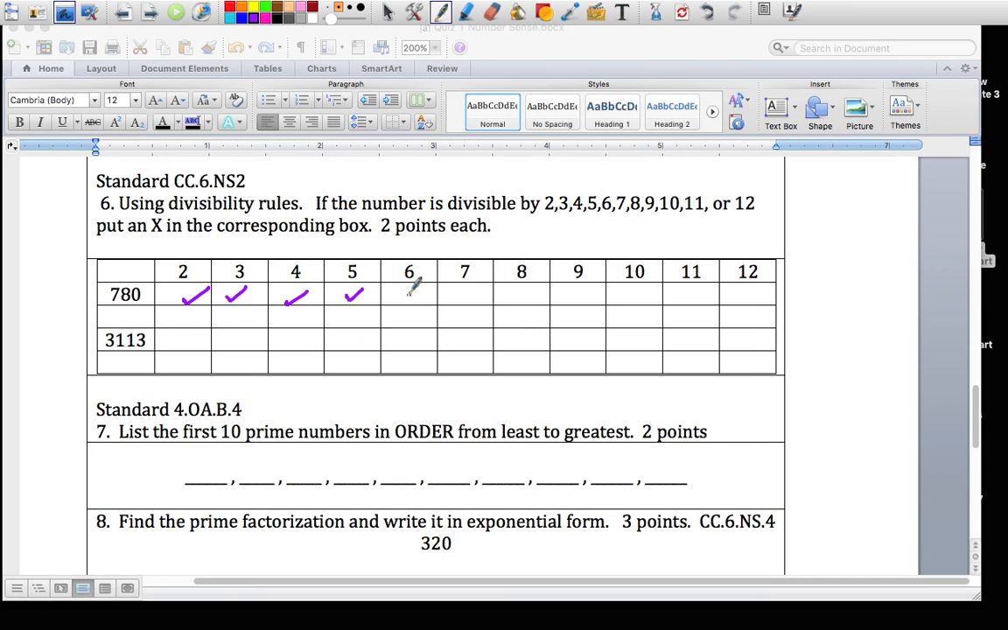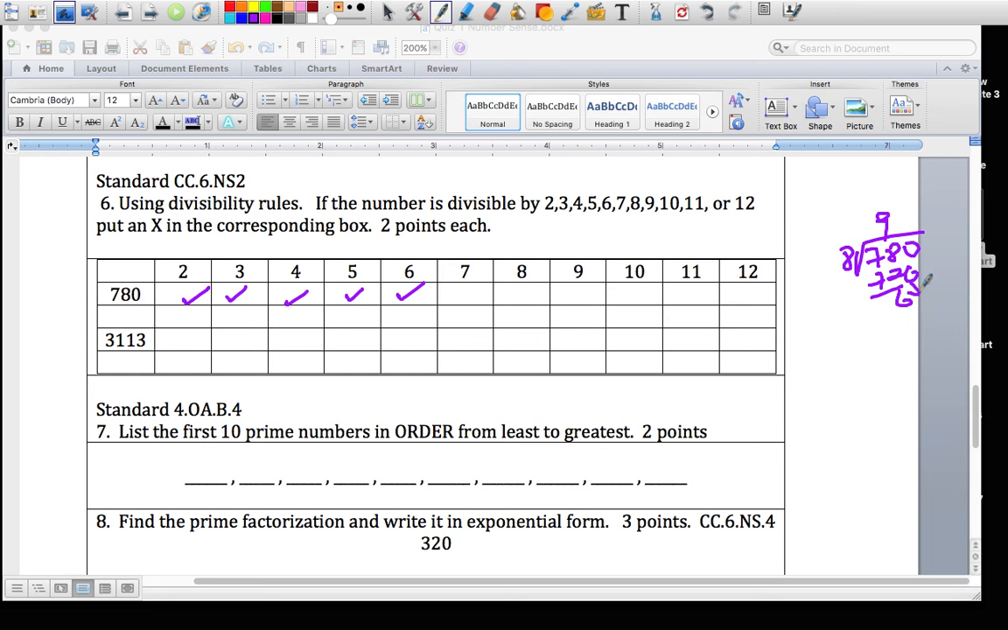Is it divisible by 6? Yes, because it worked for 2 and 3. Divisible by 7, double the last number, which is 0. 0 doubled is just 0. And 78 is not a multiple of 7, so that's a no. Leave it blank. 8, look at the last three numbers. And in this case, I don't know, so I will take a few seconds here and do it by 8 just to make sure. 78 goes into 8, 9 times, which is 72.